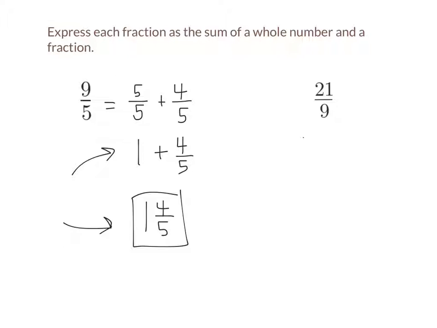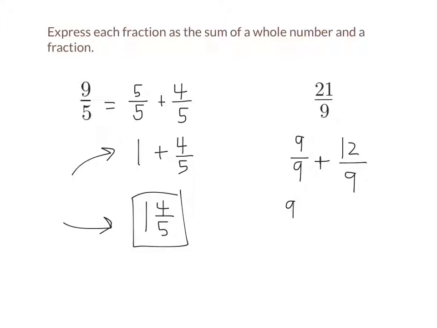Okay. If I take away 9 ninths, how many ninths are left? What's 21 minus 9? 12 ninths. Do you guys agree that 21 ninths is the same thing as 9 ninths plus 12 ninths? Do you agree? Okay. Hey, is 12 ninths also improper? Yeah. Because there's at least 9 in there.